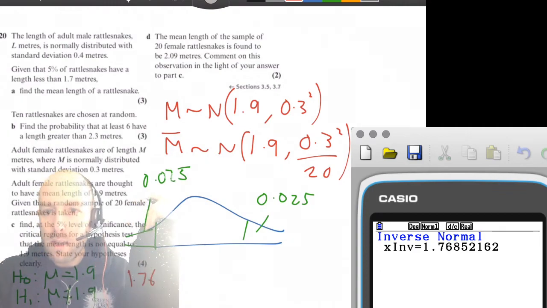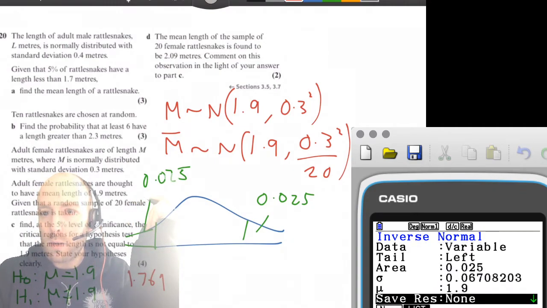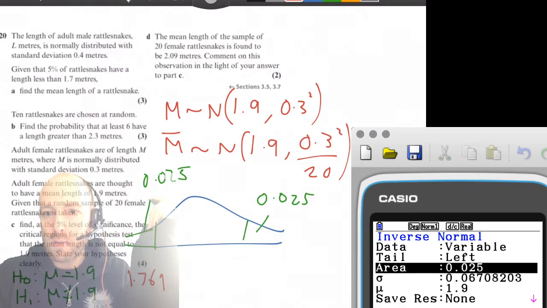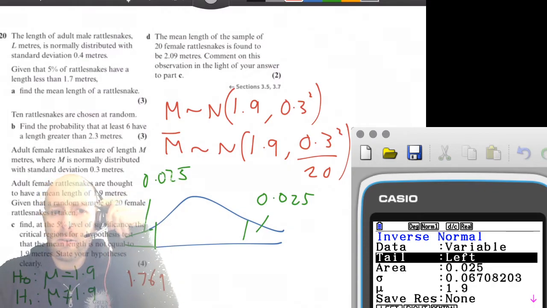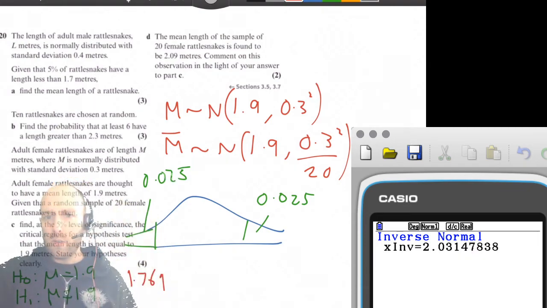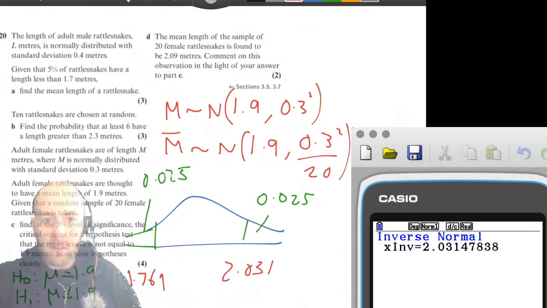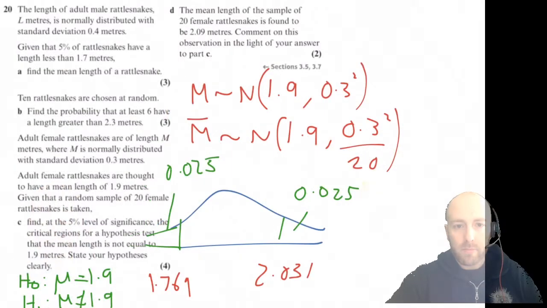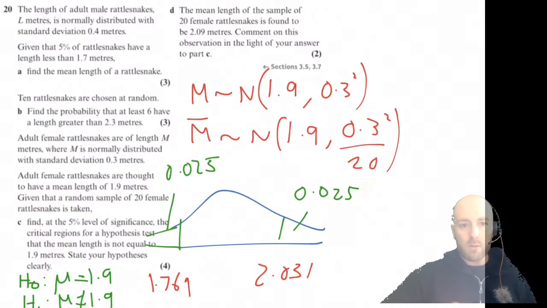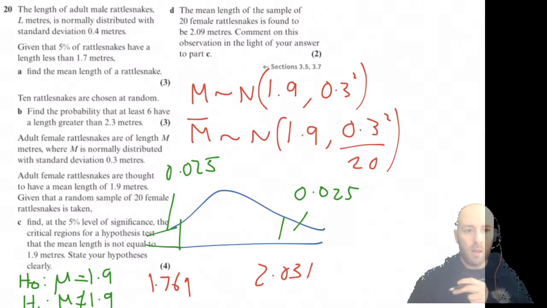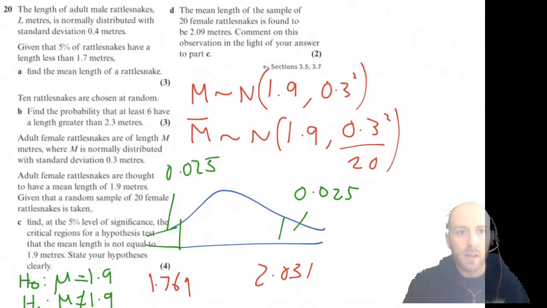And the upper, if we go back, all we need to do is change the tail to the right on the graphical. If you're on the ClassWiz, do 1 minus the area and use that as your lower. We get 2.031. Okay, so to get rid of the calculator again. So those are my critical values over here. Okay, and we are testing is 2.09.